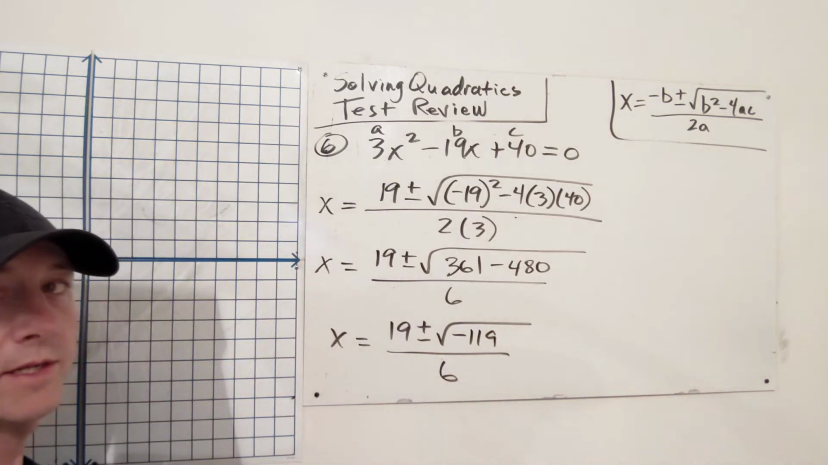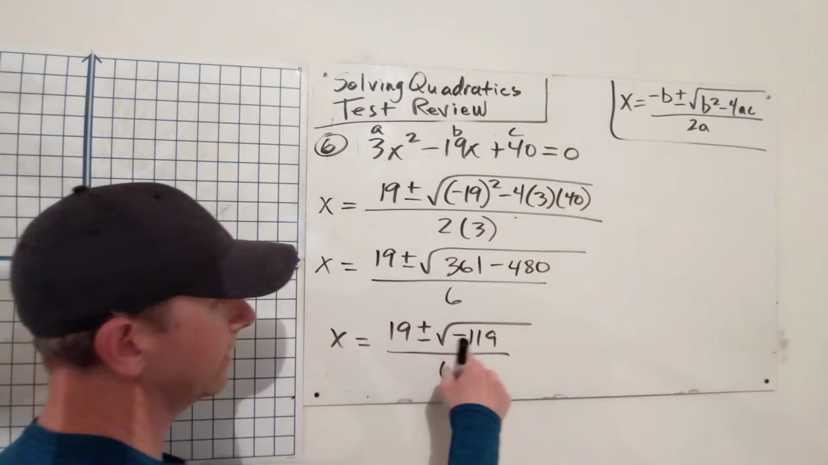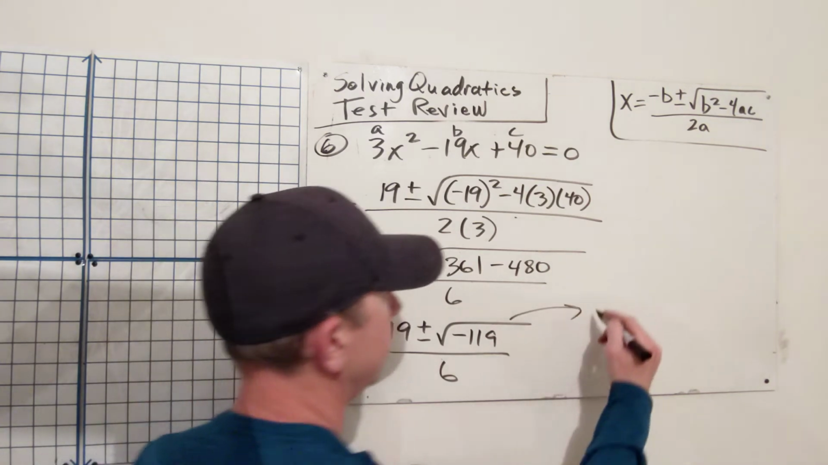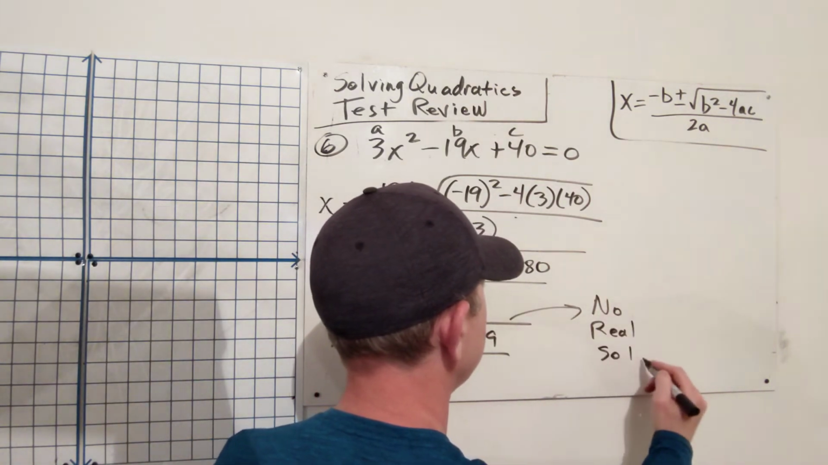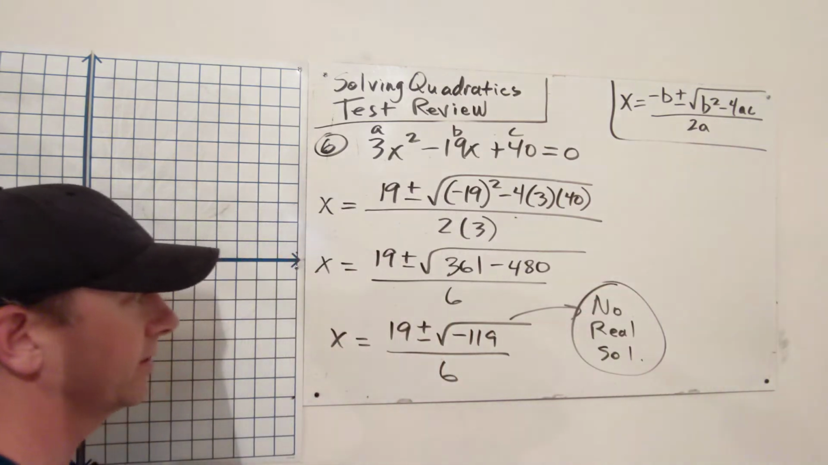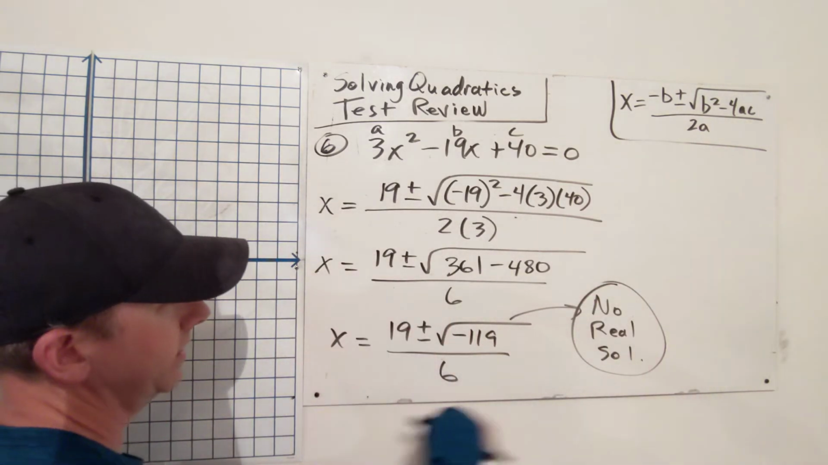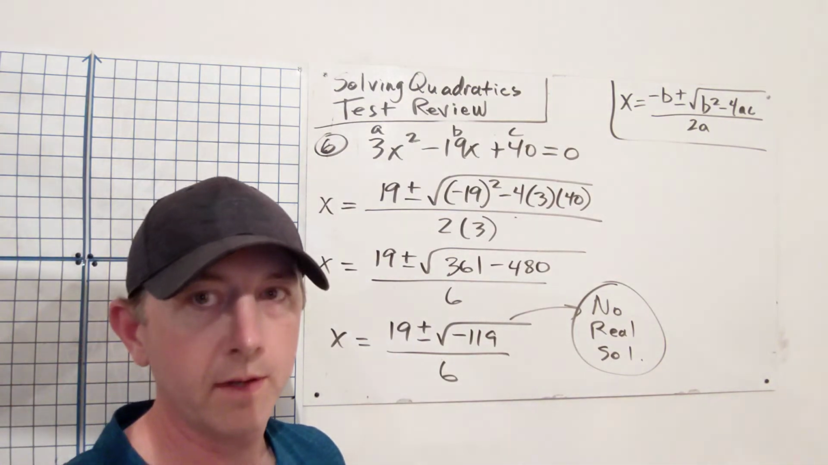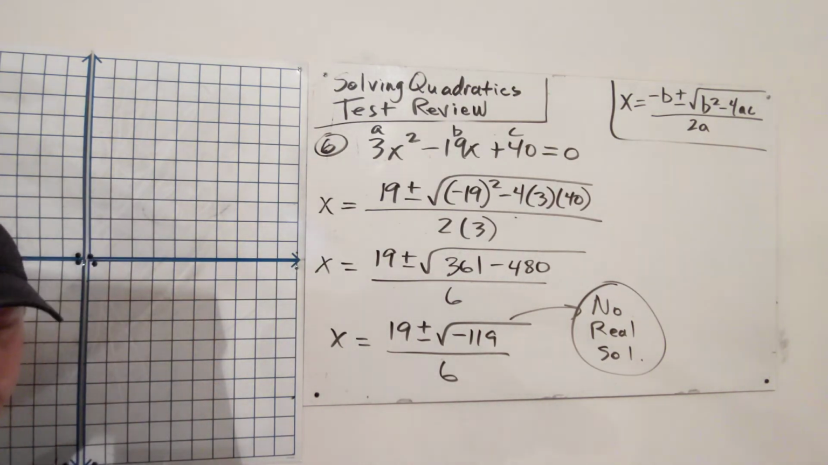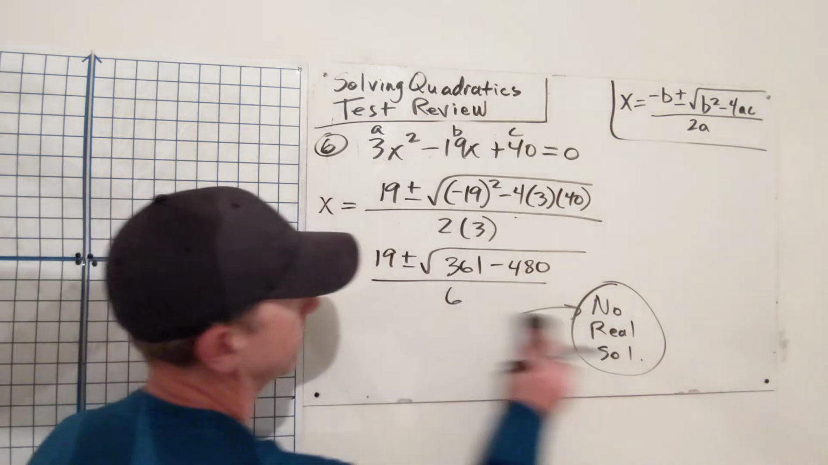Now in some cases, you might just be done. However, we can't take the square root of a negative, so because of that, this one is no real solution. Okay? If this were a positive 119, we could just circle this because we can't simplify the square root of 119. Okay? All right, so there is a quadratic formula question where we get no real solution. We're going to do one more of those at the end just to wrap things up here in a minute.